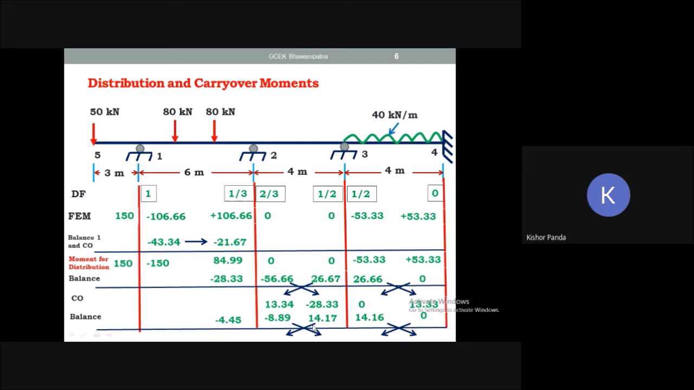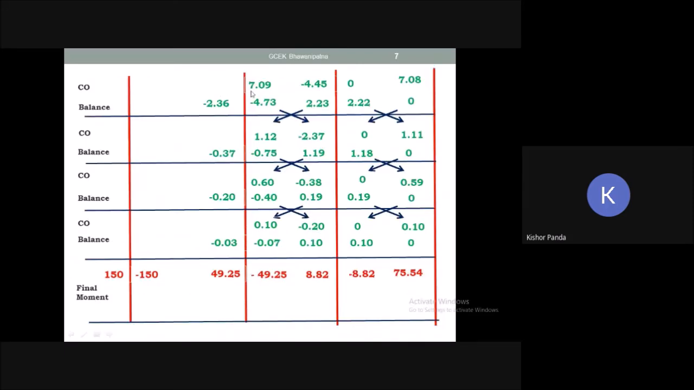Then again you have to go for the carryover of the moment. So this moment will carry over to this side half, and this moment will carry over to this side half. This moment is carried over to this side half. This is carry over. 7.09 minus 4.45, 0, 7.08.